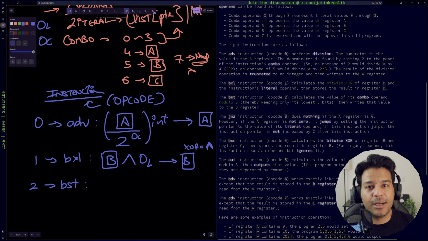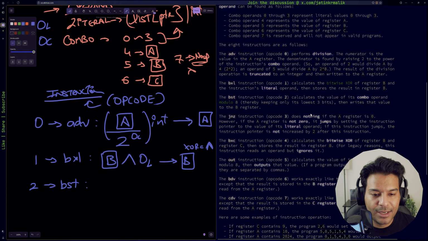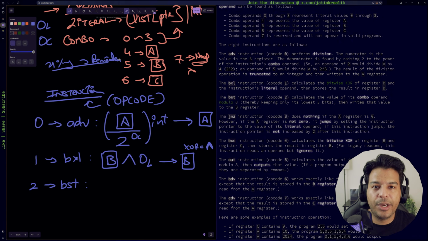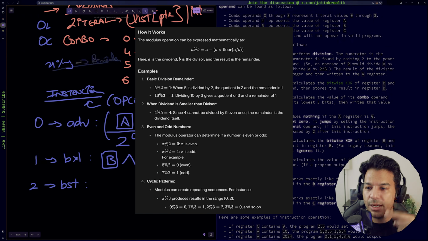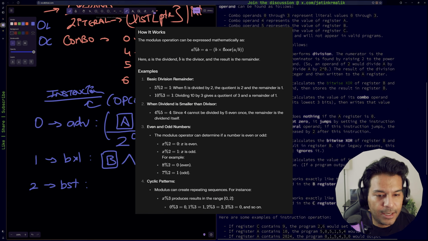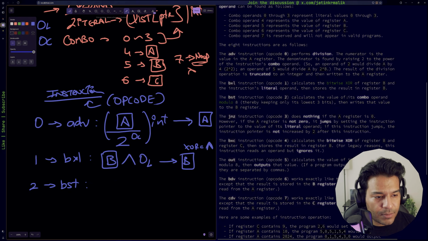I think I talked about that a couple of videos back. But basically, whenever you do modulus between x modulus y, it gives you back the remainder of that equation. I am going to give you a couple of resources here again to read if you want to read about the modulo operator. Let's read that. We will do the value of combo operand modulo 8, thereby keeping only its lowest 3 bits, and then writes the value into the B register.